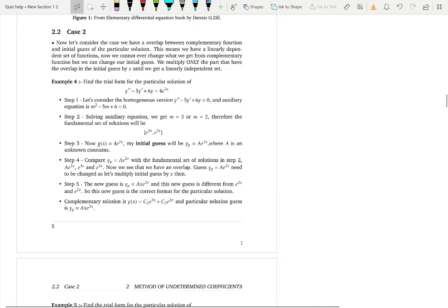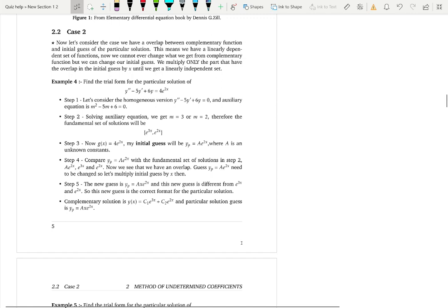Hello everyone. So far we learned how to write an initial guess for the particular solution, right? So we call that a trial form also. Now I kept saying that when we write that initial guess, we have to be very careful for overlaps between the fundamental set of solutions and the initial guess. But we really didn't see such an example. In this video, we are going to see many examples where we do have overlaps between the fundamental set of solutions and the particular solution guess.